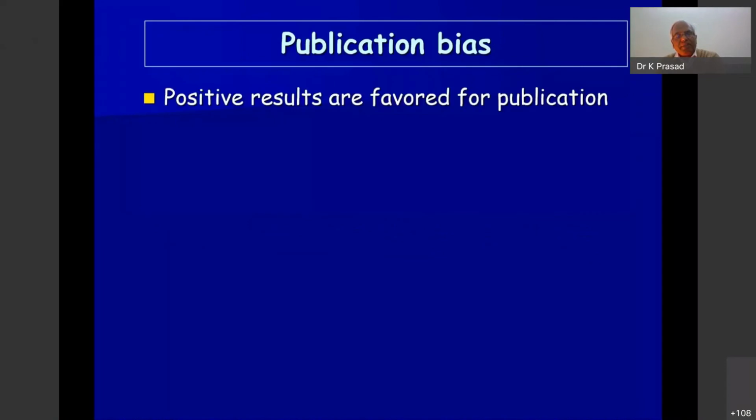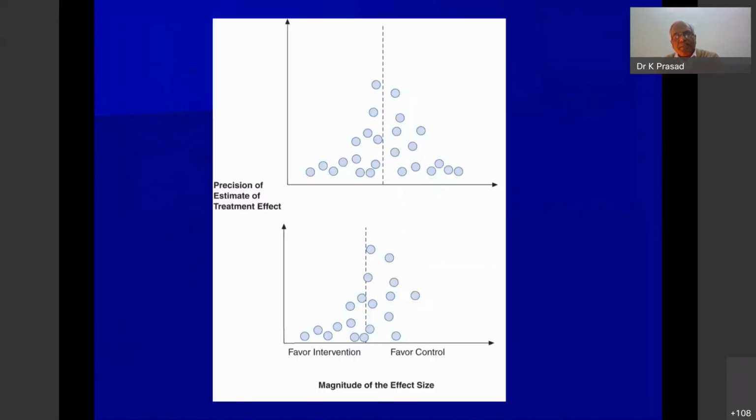There will be one full lecture on this, so let us forget it. Just to say that funnel plot is one method, only one of several methods to check publication bias.